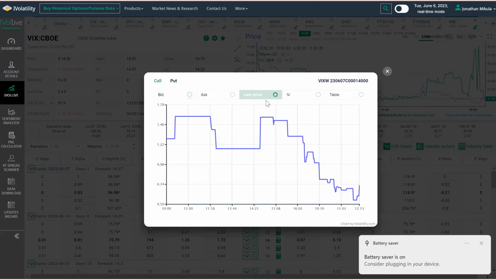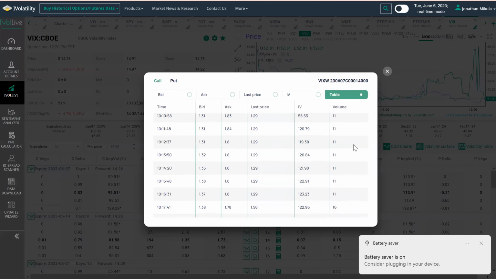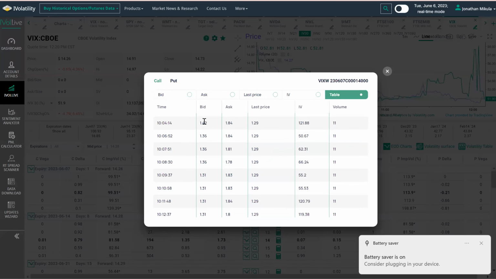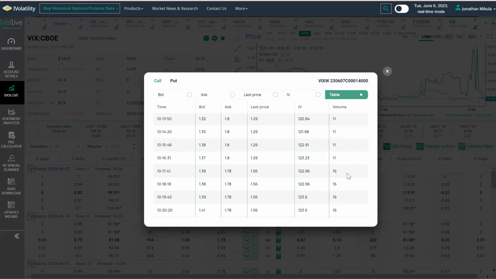I like to look at last price because last price is always the judge, jury, and executioner, right, of a transaction. So here we can see that the price of this option has been going down throughout the day. The other cool thing we can do with this view is you can look at volume, and it will tell you at what time, at what bid and ask, and at what last price, and what implied volatility level the trade took place. So you could look at this and say, okay, well, where's the action happening?